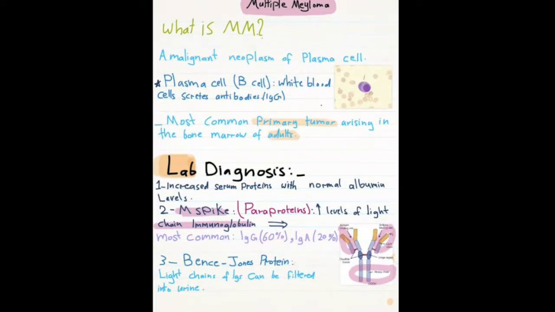The most common type of the M-spike we'll see is IgG, which accounts for 60%, and then in second place comes IgA, which accounts for 20%. Another lab result we have is something called Bence-Jones protein. What is it? It is just like the M-spike. We are going to find light chains of the IgGs or antibodies, but this time in urine. This is the difference. So if we see crystals of IgGs or antibodies in the urine, we call it Bence-Jones protein, another indicator of multiple myeloma.